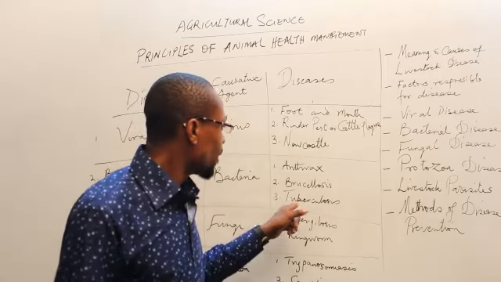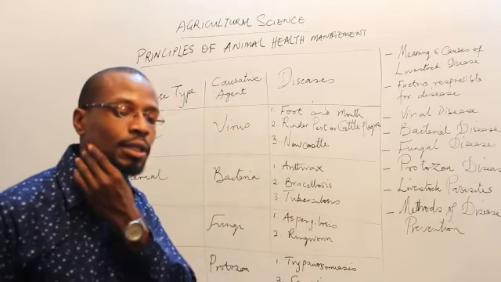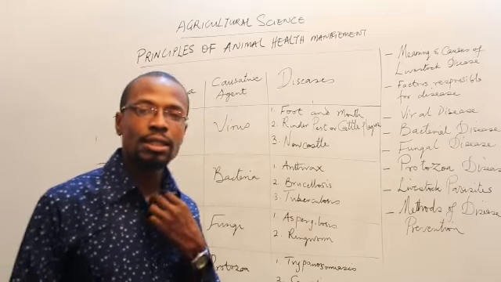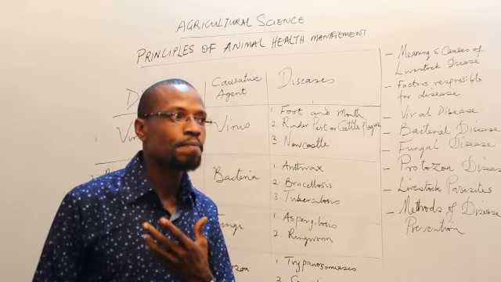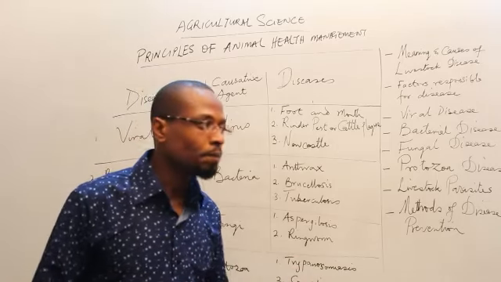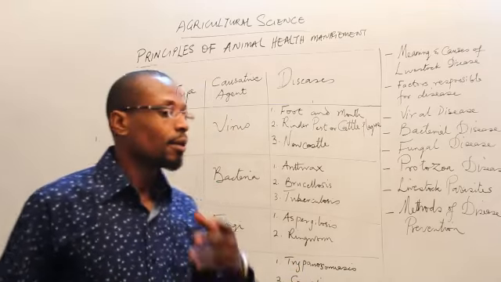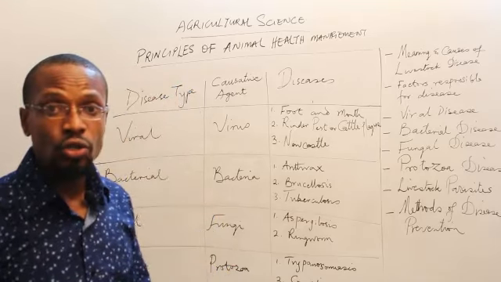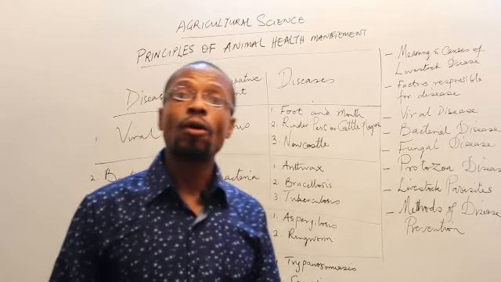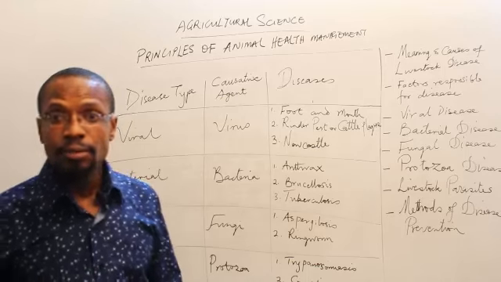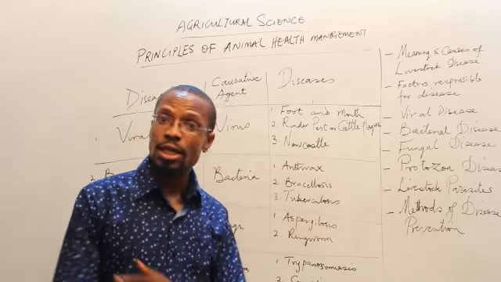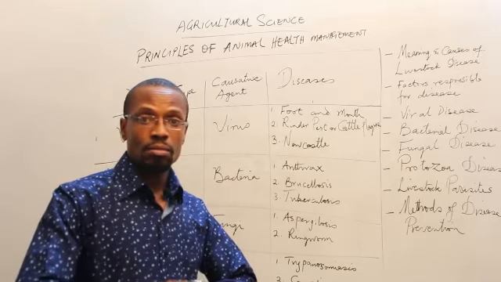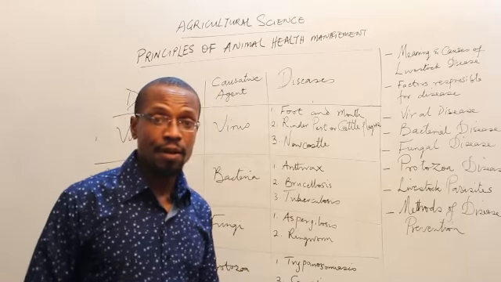And this is our third in the list of bacterial diseases, tuberculosis. Tuberculosis is a disease not just of the cattle. Tuberculosis is a disease also of poultry. It's a disease of cattle, the pigs, the goats, the sheep, the turkeys. In fact, it spreads across the various farm animals.